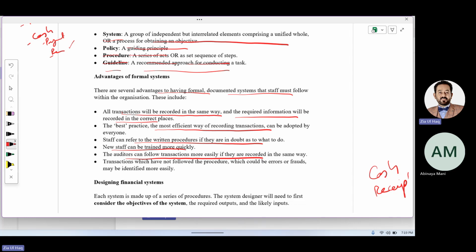If there is an informal system, no documents are available, and this will affect the auditor in performing the audit role as well. Transactions which have not followed the procedure, which could record error or fraud, can be identified easily. In an informal system, you cannot identify fraud and errors easily.